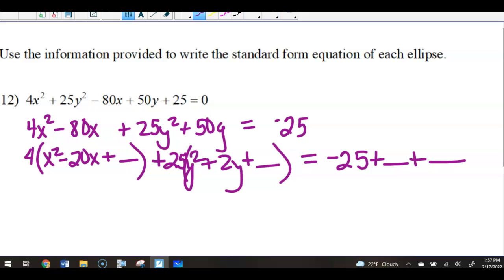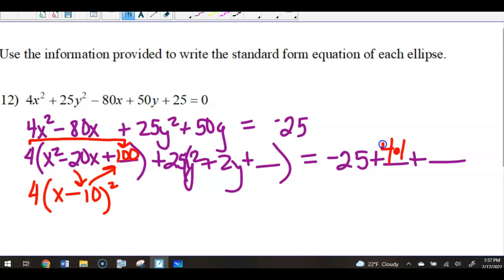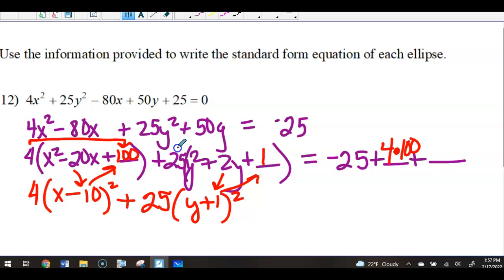All right, and then we have a 4. And when we take half of this, we get x minus 10. And we square it and we get 100. But remember, what we really added there is 4 times 100, or 400. Then back here we have plus 25. And we take half of this b, which would be plus 1. And we put it back up here and we get a 1. But what we really added is 25 times 1.